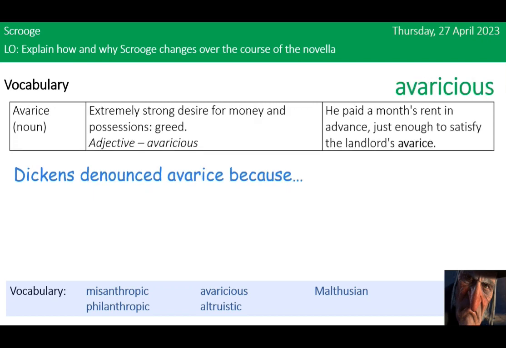Next word, avaricious, means extremely strong desire for money and possessions, or boiled down, it means greed. The adjective for avarice is avaricious. Dickens denounced avarice, or he didn't like avarice, because why might he not have liked avarice? Remember what happened to him when he was a child.